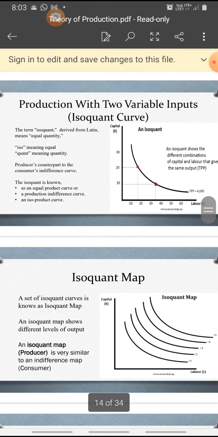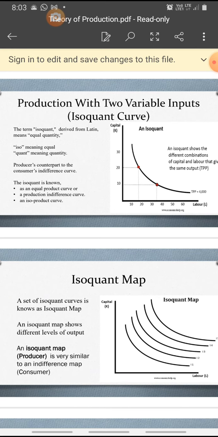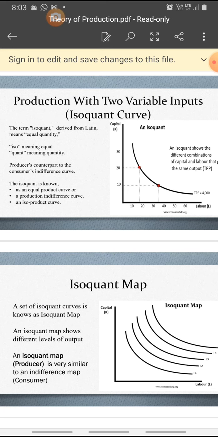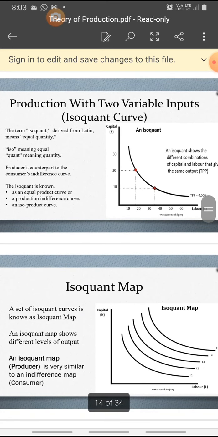Production with two variable inputs. Here we are going to study isoquants. The term isoquant is derived from Latin words meaning equal quantity. Iso means equal, quant means quantity. So it is the producer's counterpart to the consumer's indifference curve. The isoquant is also known as an equal product curve, production indifference curve or iso-product curve.